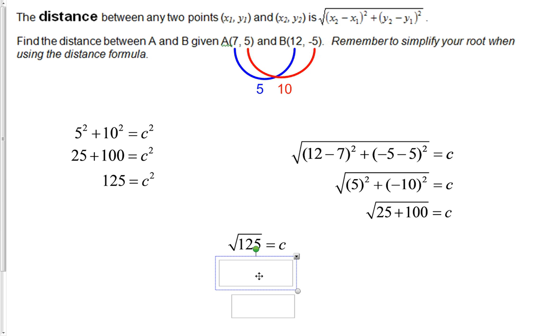Then we need to simplify our root. This is our answer, square root of 125, but we need to simplify our root. So we know that 125 is going to be equal to 25 times 5, and that's 5 squared times 5. And since we have something squared under the root, we can pull that out front and make it 5 roots of 5 is equal to c. We can't simplify that any further.